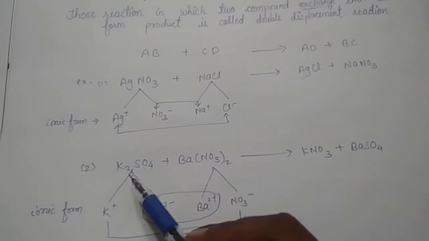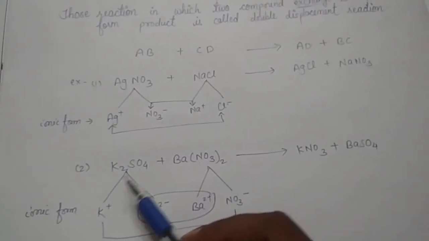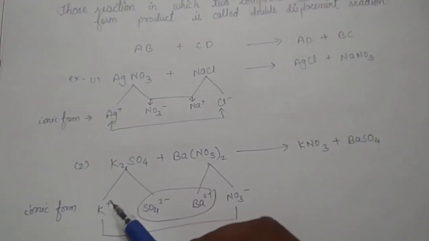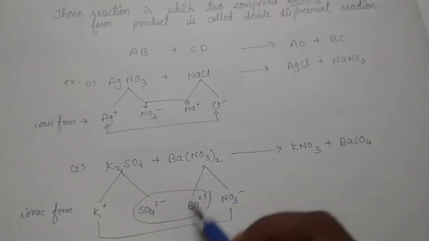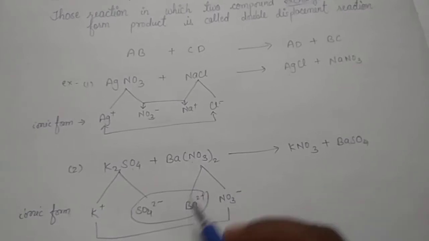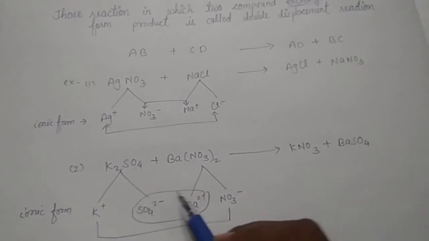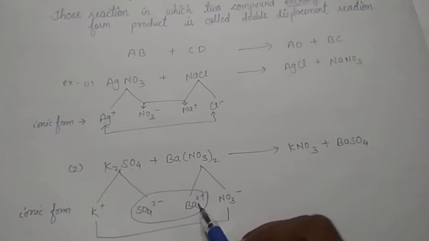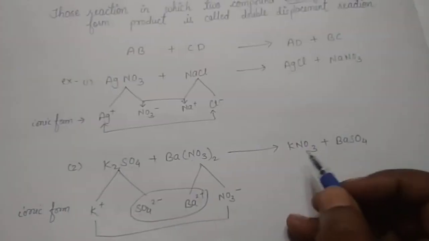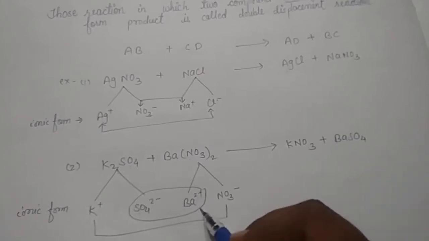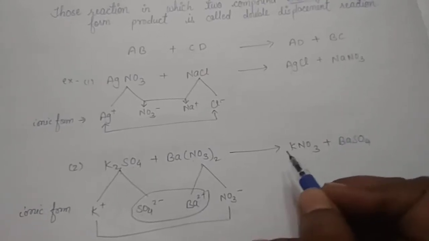Second example, potassium sulfate and barium nitrate. If we also write them in their ionic form, K plus SO4 2 minus, Ba2 plus NO3 minus. So barium, being a positive charge, attracts the negative charge. Plus 2 and minus 2 will cancel. It forms barium sulfate and potassium nitrate. Clear children?